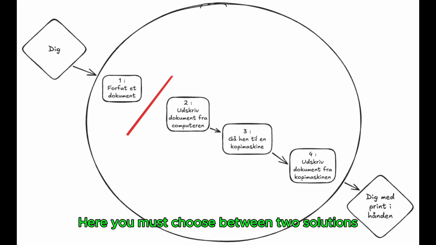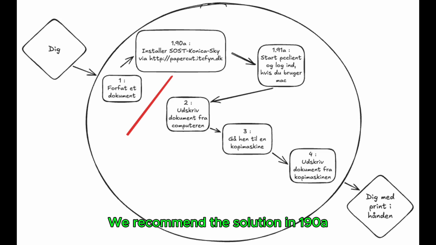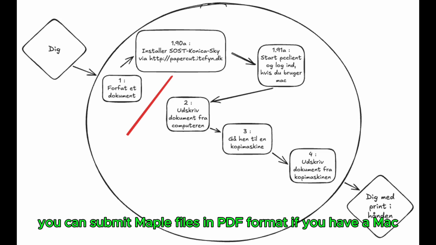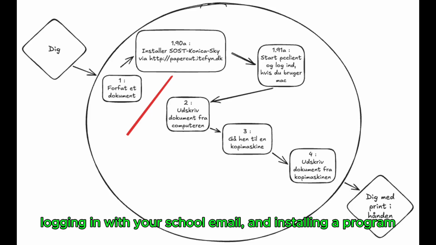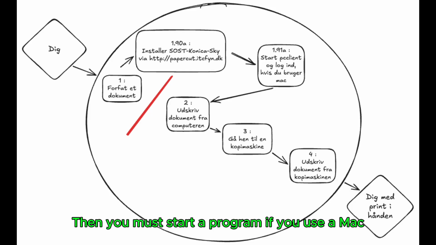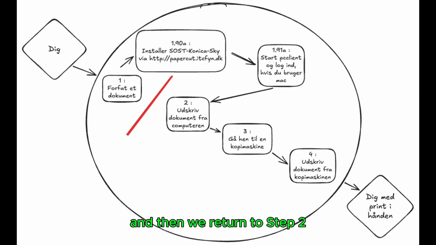Here you must choose between two solutions. We recommend the solution in 190A as it also ensures you can submit Maple files in PDF format if you have a Mac. This step begins by visiting a website, logging in with your school email and installing a program. Then you must start a program if you use a Mac, and then we'll return to step 2.